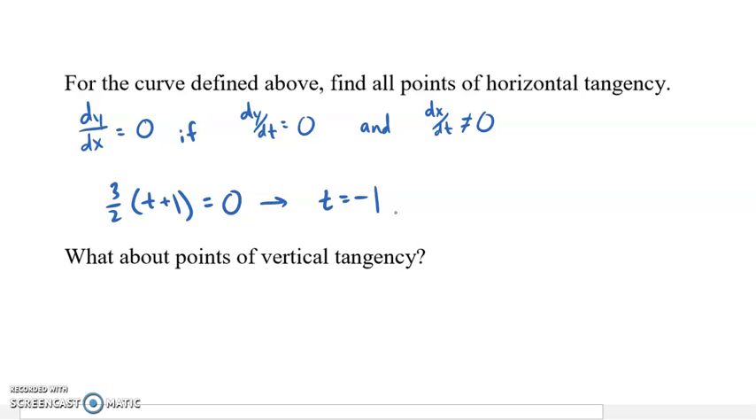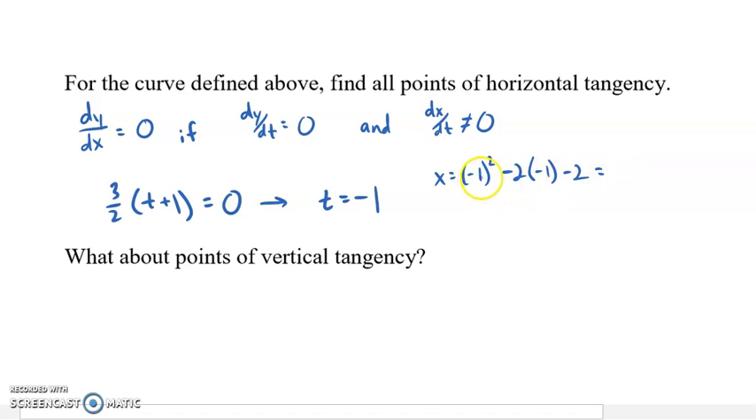Have I answered the question? It says find all points of horizontal tangency. I haven't found the point. I've only found when we're at that point. Now we need to figure out where we are when t equals negative 1. So the x value is going to be negative 1 squared, that's the t squared, minus 2 times negative 1, that's the minus 2t, and then minus 2. That was the original equation that was given.